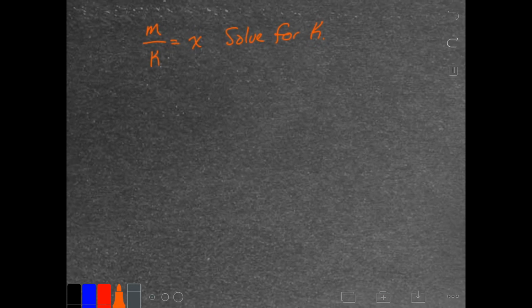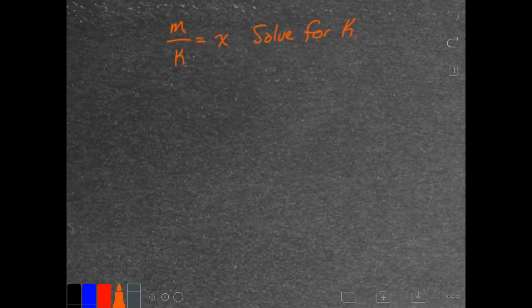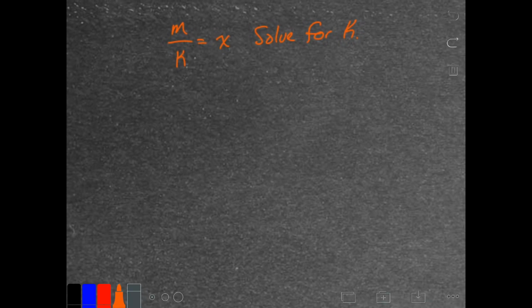Our last one, we want to solve for K. So K is in the denominator, and we don't really want that, okay? Because really what this is saying is this is the same as M times 1 over K. So if we get rid of that M, we're still going to have a 1 over K. That's not going to do us any good. So we need to move this K into the numerator. So let's multiply both sides by K.